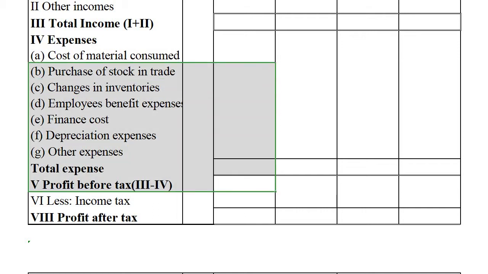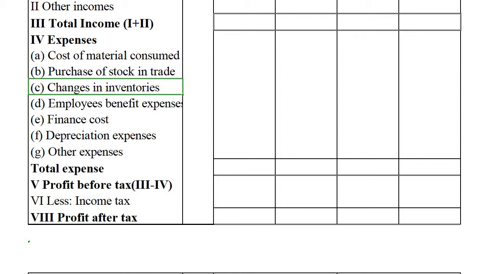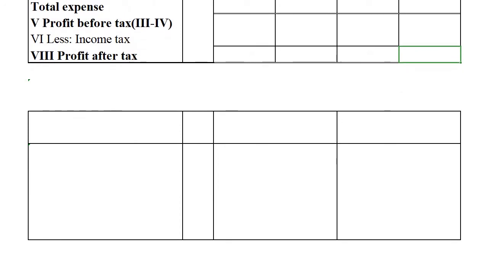Point 3, total income, minus point 4, expenses. Then after that we will deduct the income tax from the profit, then we will get profit after tax. So this is the format of comparative income statement. Then let us solve a question here.